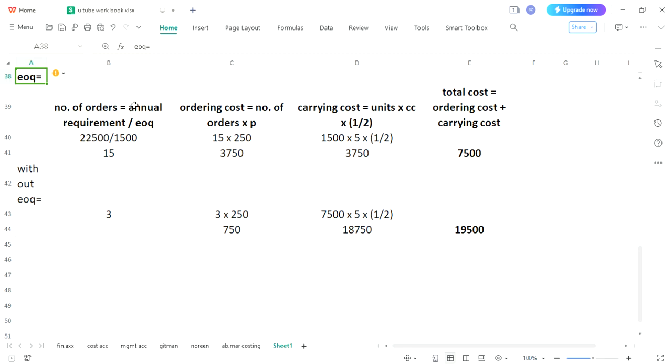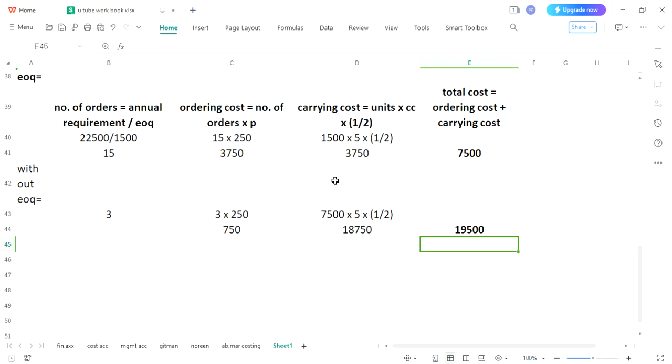Look at here. Annual requirement was mentioned over here, 22,500. Orders were calculated by putting annual requirement. So these orders were used for ordering cost. It means it's not for single month or 2 months or 3 months. This whole calculation which we have made, 7500, is total cost for 1 year, and that is just 7500. And if you will not follow economic order quantity, you will have to pay 19,500. Here you can understand how important this concept is and how practical this concept is.